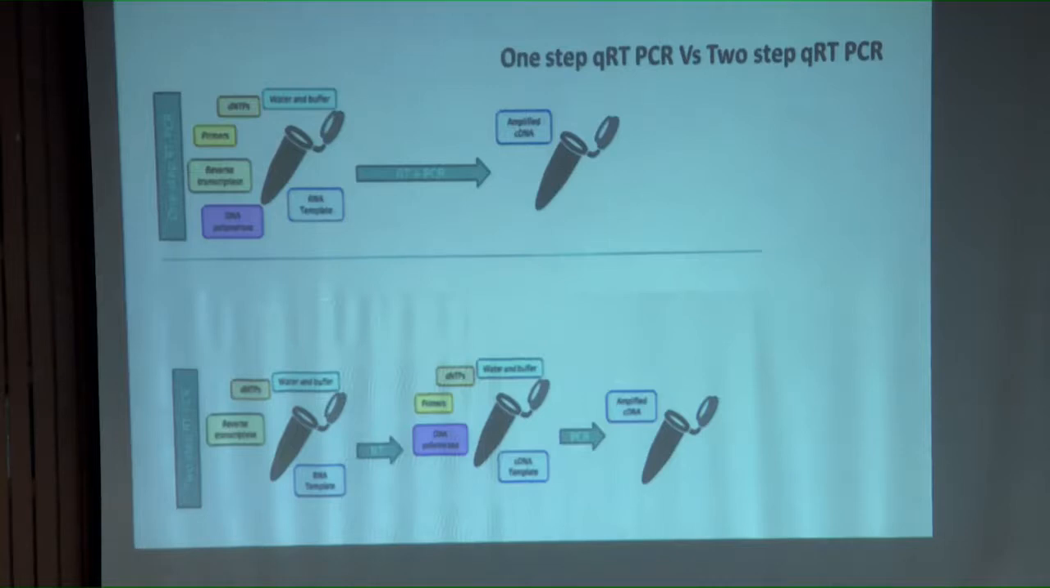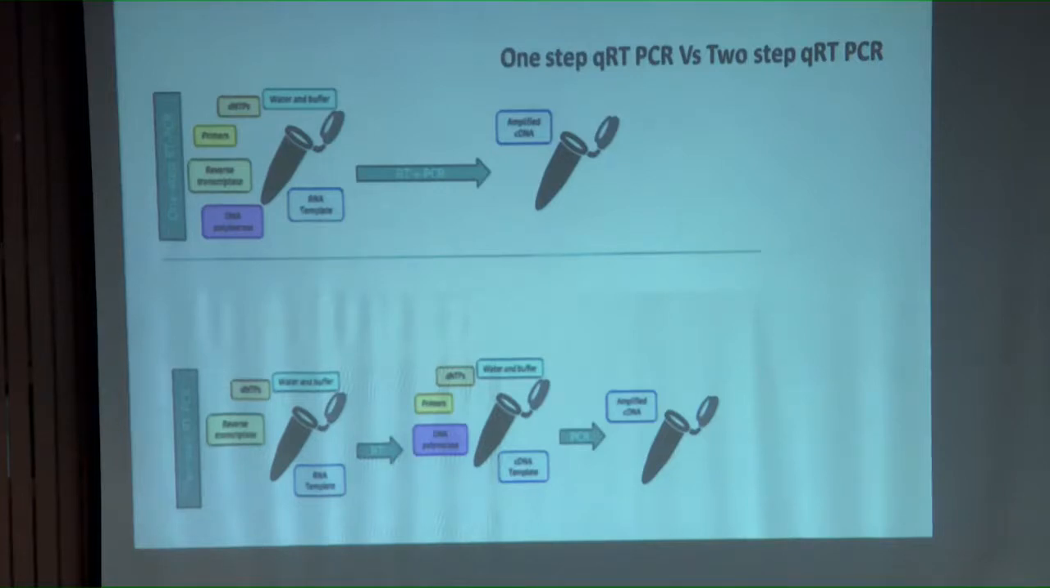This is clear to all of you? Single step and two-step. In single step, everything is performed in a single tube, and that includes the conversion of RNA into cDNA, right? And also the enzymes, salt and buffer needed for PCR, and also the reverse transcription function. So everything is in a single cocktail, right?